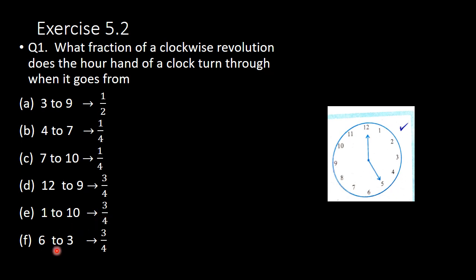Now, children, 6 to 3. We have to see this way, okay, in the clockwise direction. It is mentioned clockwise direction. So 6 to 3, clockwise you have to see, not anti-clockwise. 6 to 3, don't say 1/4, because in that case we would have to move anti-clockwise, not clockwise direction. So 6 to 3 moving time, it crosses 9 numbers. So we have 3/4 of a revolution. Okay, children.